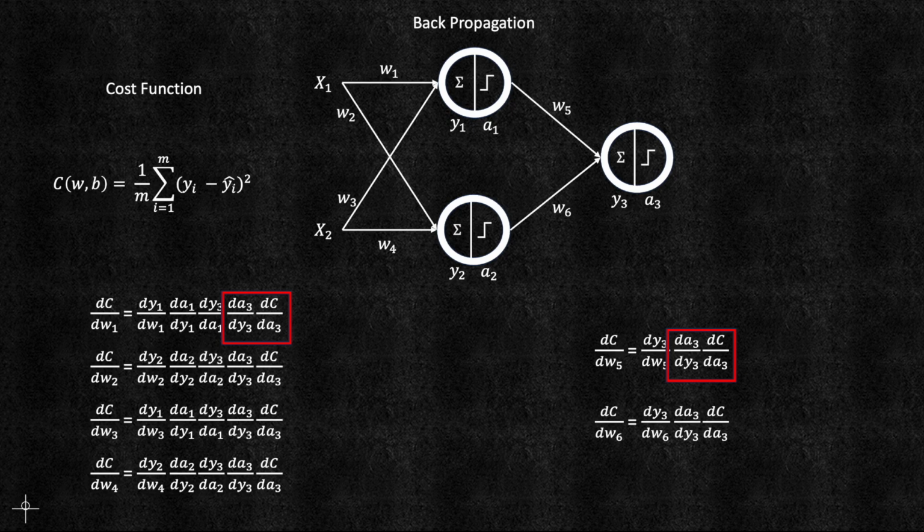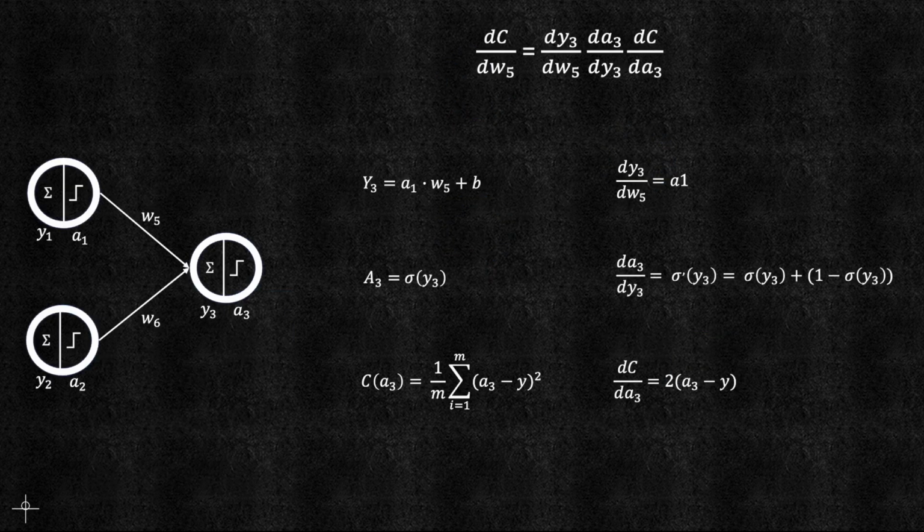If you're still confused about the backpropagation calculation, don't worry. Let's take a closer look at the partial derivative of W5. The left-hand side are all the individual functions. The result of dy3 over dw5 is the output of the previous neuron, A1. dA3 over dy3 is the derivative of a sigmoid function. We can plug y3 into this formula. The last part is the cost function, and this is the derivative of the cost function. We need to multiply them together and get the final partial derivative of W5.